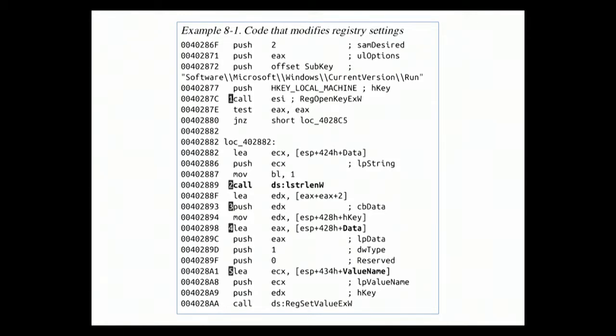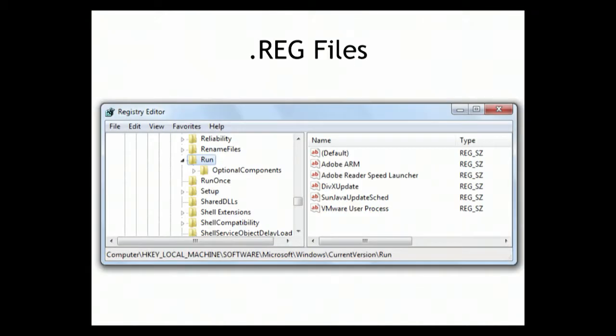It's off my screen a little. RegSetValue is going to set a value, and all of those parameters are the path to the value, what type it is, what data to put in the value, and all that junk is the assembly language required for one function call, which would be one line of C or C++.